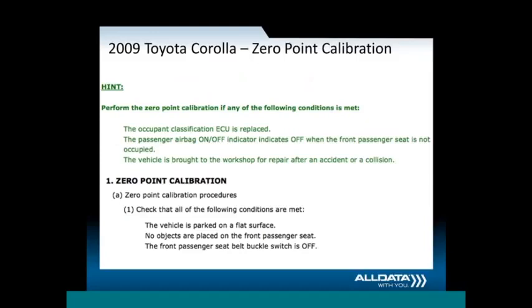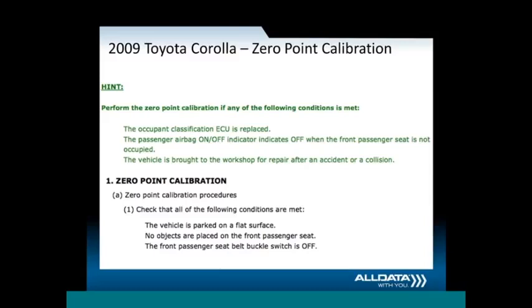Let me give you some examples of some things that we don't know. I quite often ask people, how many of you have fixed a Toyota since 2010? And most everybody in the room raises their hands. Well, one of the things that you'll see here very clearly that I found through ALLDATA was that ALLDATA says perform the 0-point calibration if any of the following conditions is met. So not 2 out of 3, not 3 out of 4, but if any of these conditions occurs, you must do a 0-point calibration on that Toyota Corolla to put this vehicle back to correct condition so that the airbag will deploy properly. And when you look here at bullet point number 3, it says the vehicle is brought to the workshop for repair after an accident or a collision. Well, it's pretty obvious that anytime someone brings a Toyota to our facilities, it's being brought to our facilities for repair after an accident or collision.